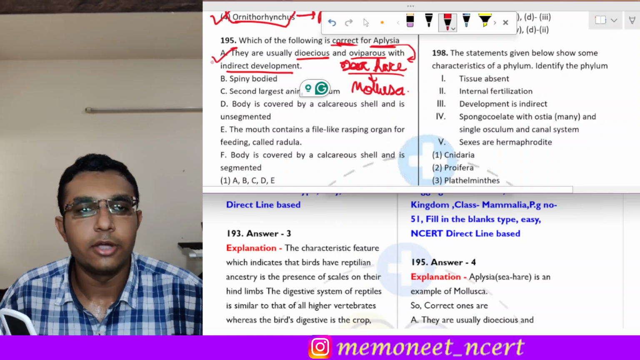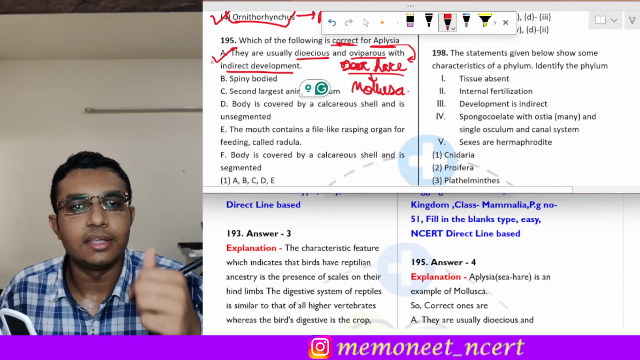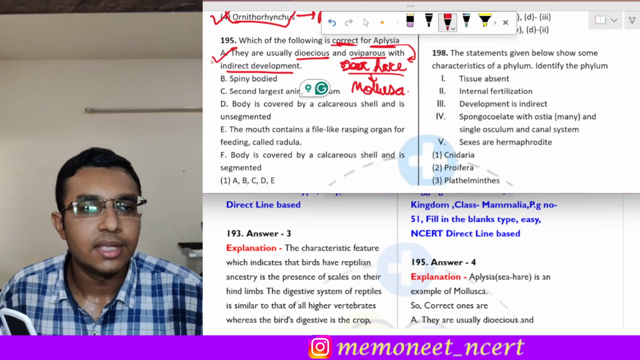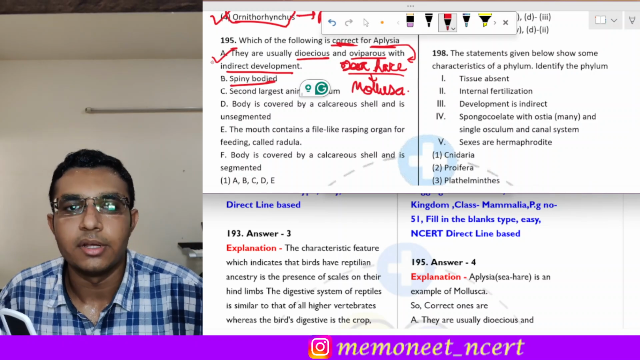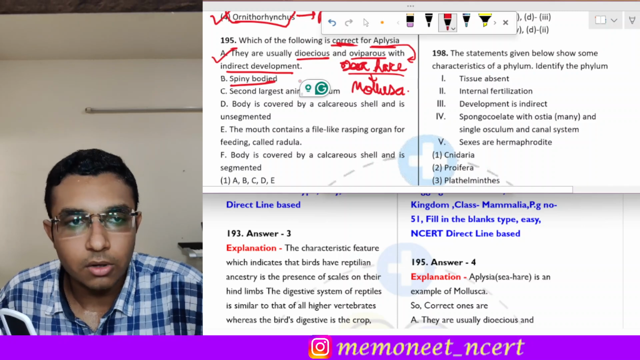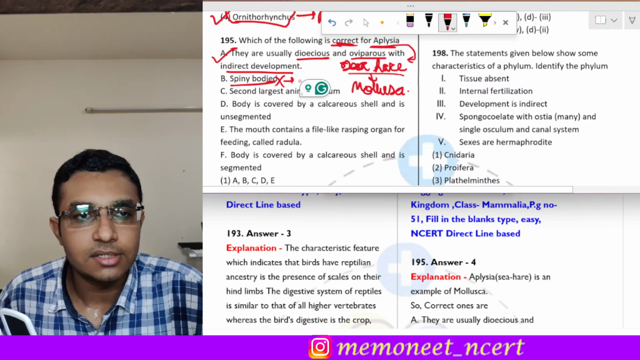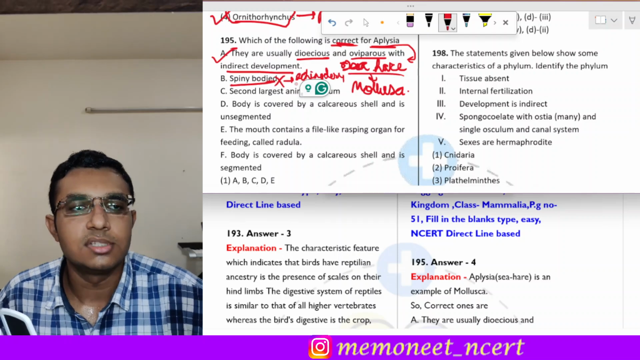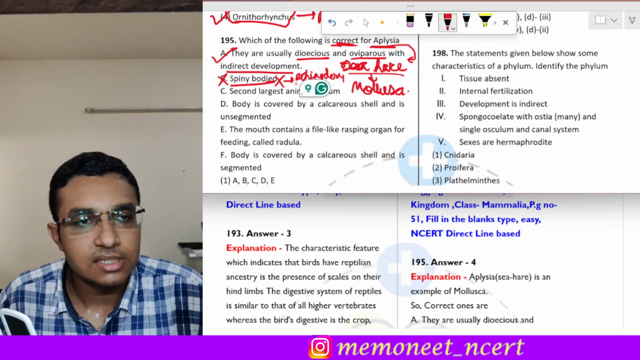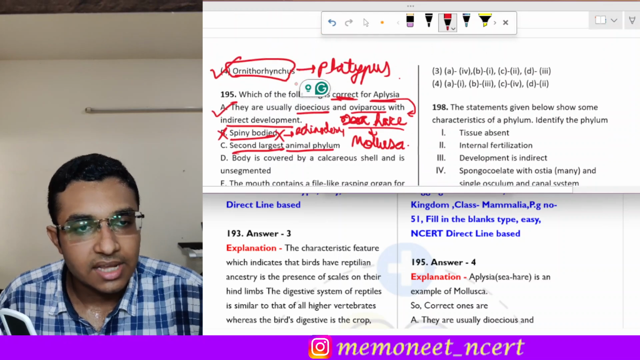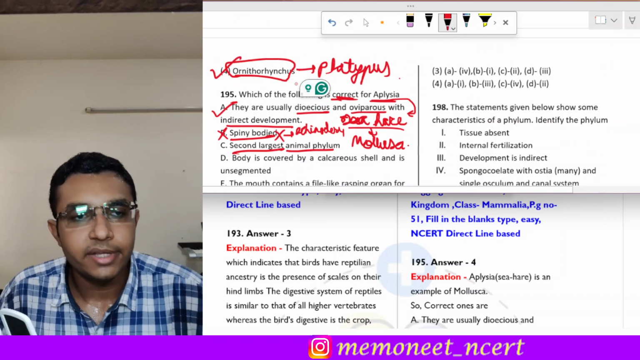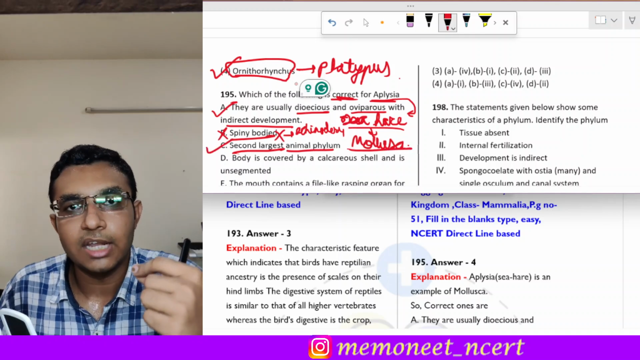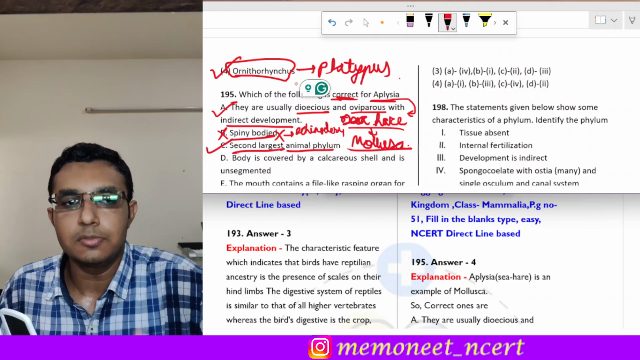They are dioecious means the sexes are separate, they are oviparous means they lay eggs, and they show indirect development. So that is correct. Then option B is they are spiny bodied. So are mollusks spiny bodied? No. The spiny body character is of echinoderms. So B is incorrect. C is they are the second largest animal phylum. So yes, C is absolutely correct, because the largest animal phylum is arthropods and the second largest is mollusks.